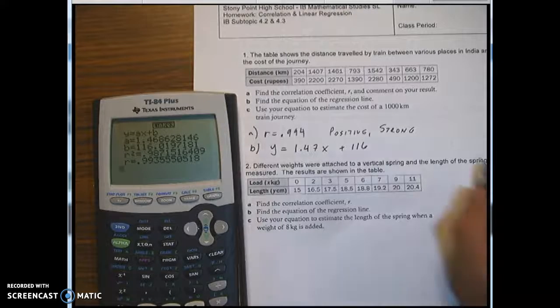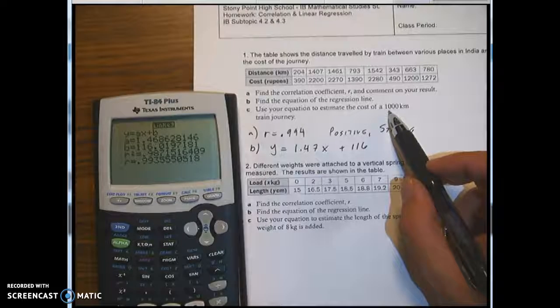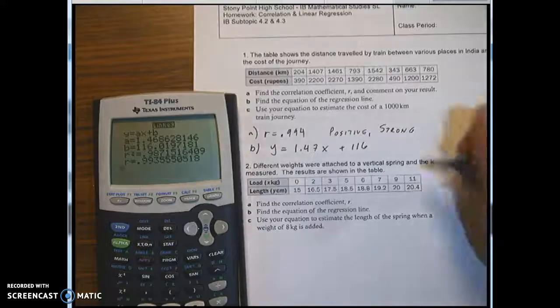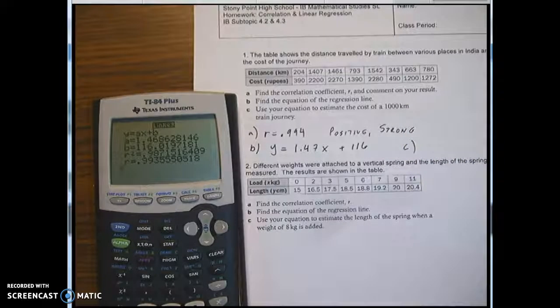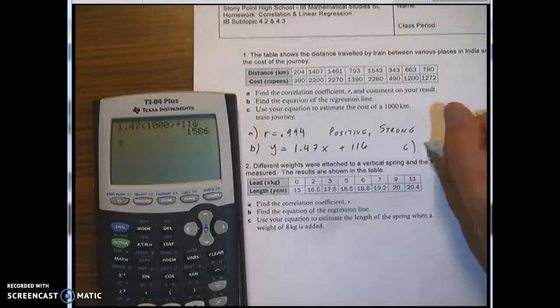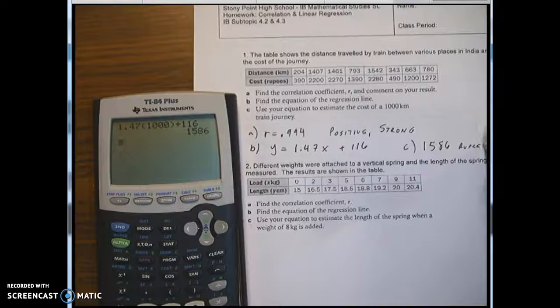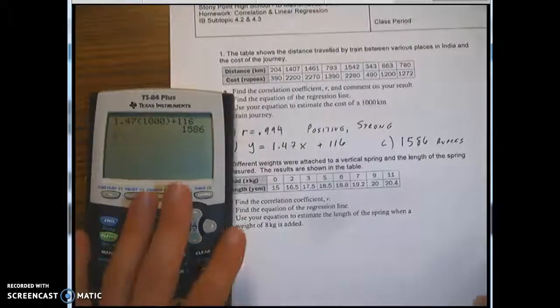And then in Part C, it says use the equation to estimate the cost of a 1,000-kilometer train journey. So that means that x is 1,000. So in Part C, we would simply do 1.47 times 1,000 plus 116, which is 1,586 rupees. And that's the whole process.